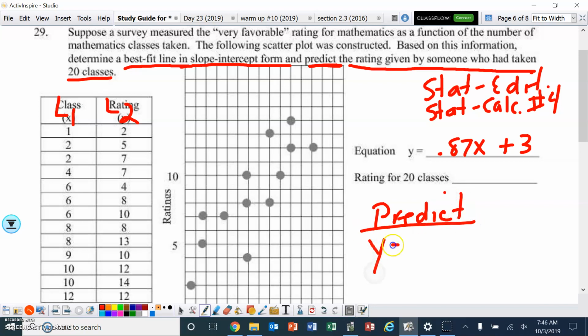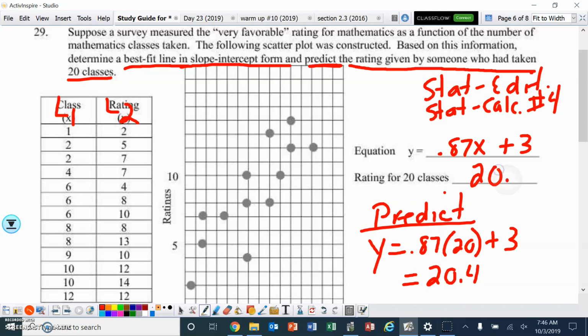Now, the predict part. You take and replace the x with the 20, and you end up with 20.4. So we predict that the rating for 20 classes is 20.4. That's it for section 2.6.